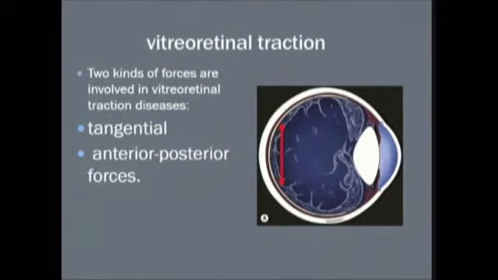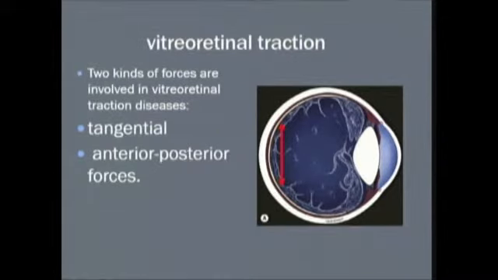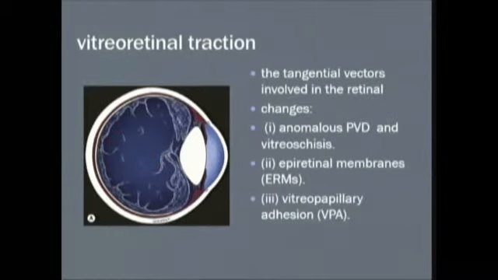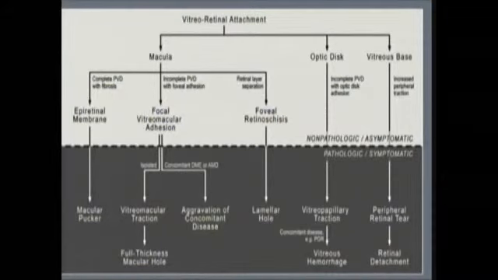So we have two kinds of forces involved in vitreoretinal diseases, either tangential or anterior-posterior forces. The tangential traction is involved in anomalous PVD, in epiretinal membranes and vitreopapillary adhesions. This happens secondary to the tangential traction. So this slide can summarize.